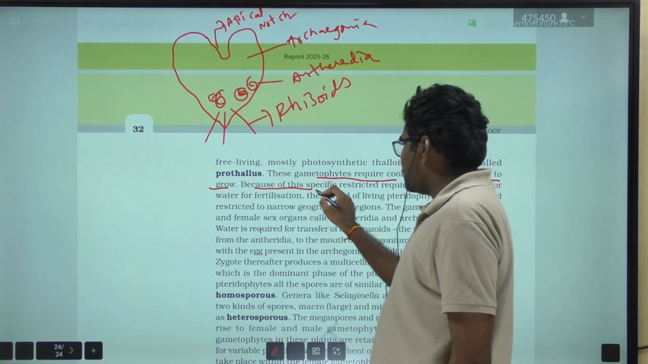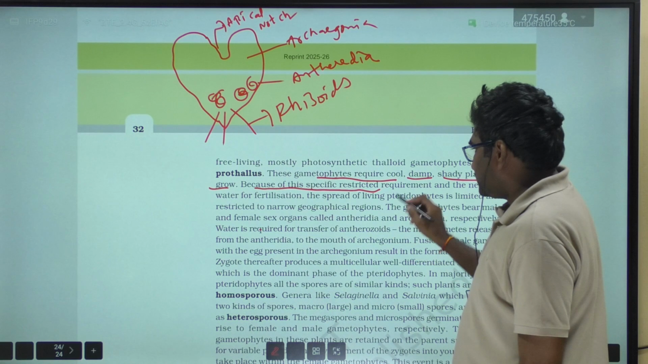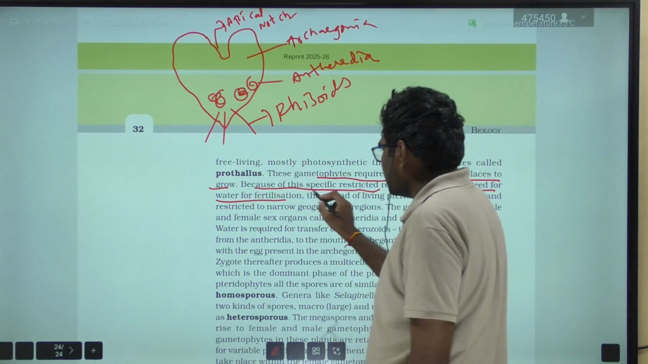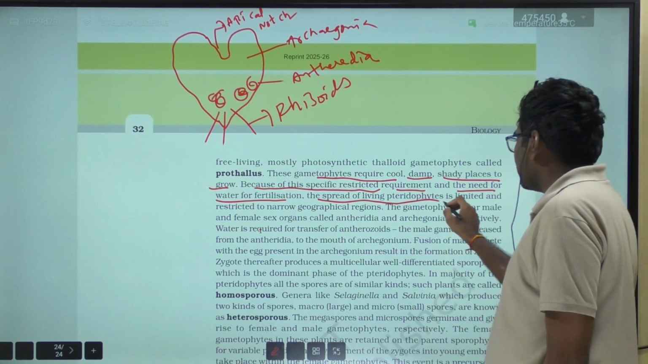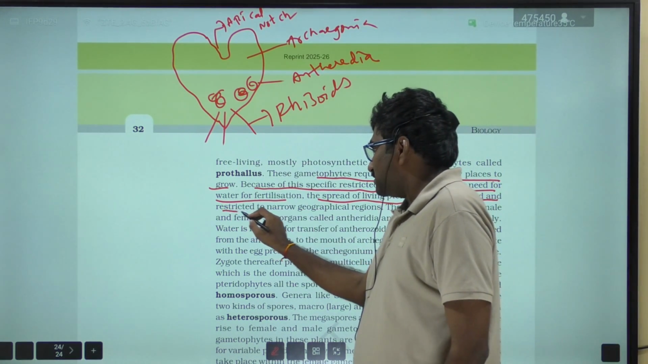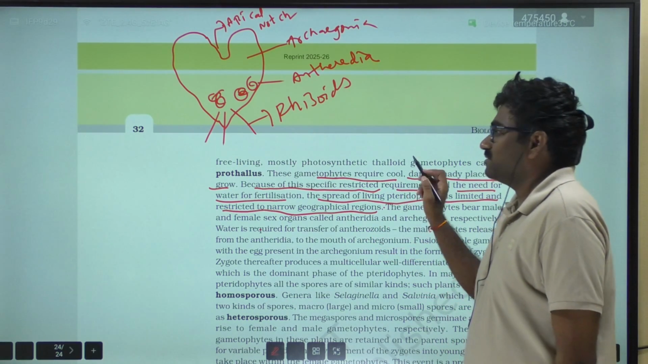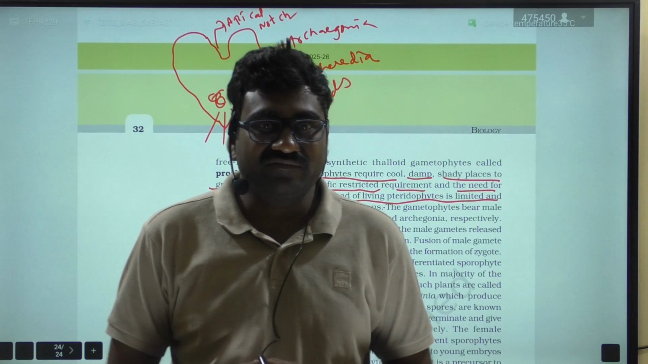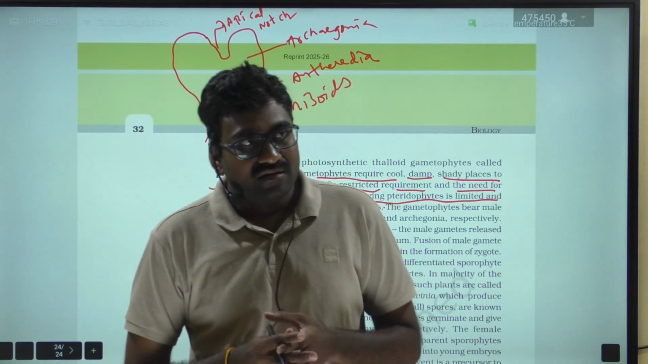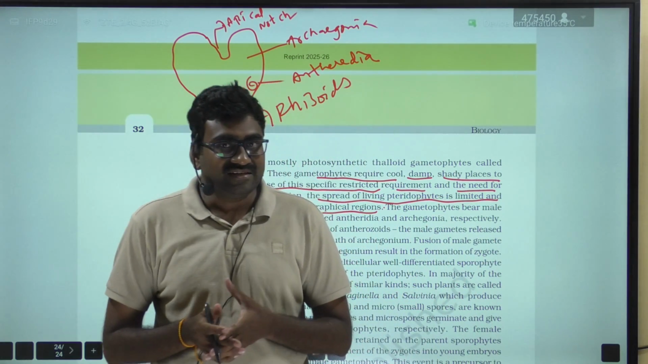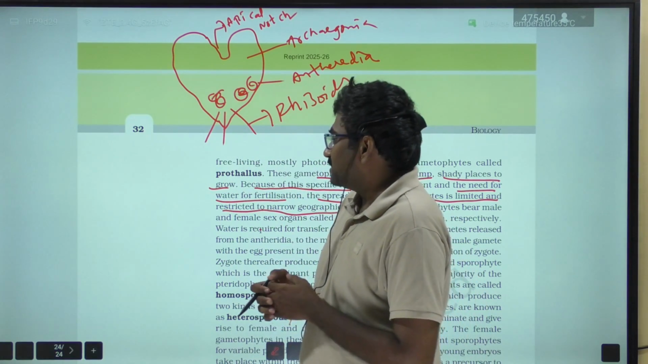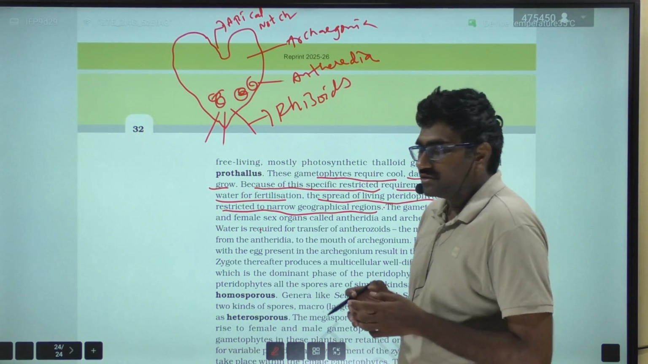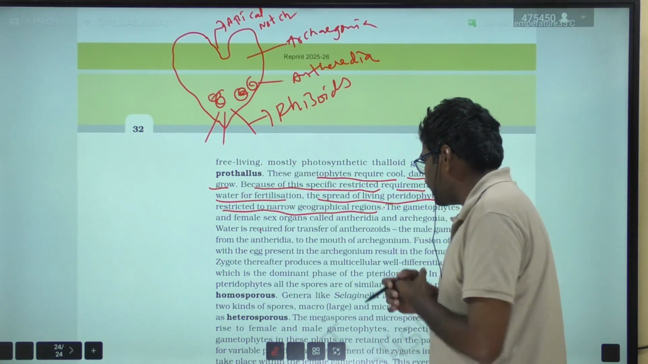Because of this specific restricted requirement and the need for water for fertilization, the spread of living pteridophytes is limited and restricted to narrow geographical regions.